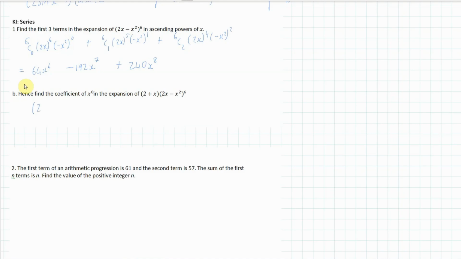Okay, so we're going to go 2 plus x into, and then we'll just use what we've already got, right? We've got this, like that. And you can see that the ways that we can make this x to the power of 8 up are, we could multiply this by this. Or we can multiply this one by this one. In which case we're going to get 240 minus 192 as the coefficients. So this will give us 48.